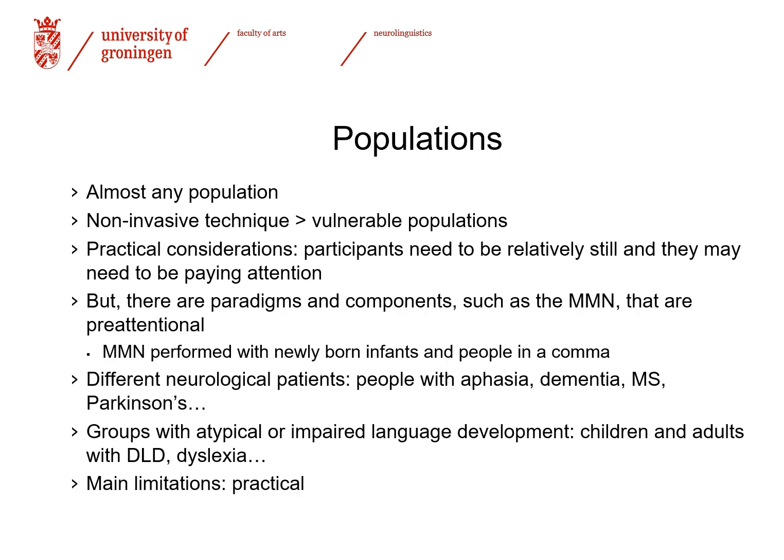Regarding the populations we can study, there is not a lot of limitation. EEG and ERPs are considered to be non-invasive techniques, meaning that they can be applied to vulnerable populations such as very young children, even newly born babies, elderly adults. So there are very, very few limitations. There are practical considerations though.